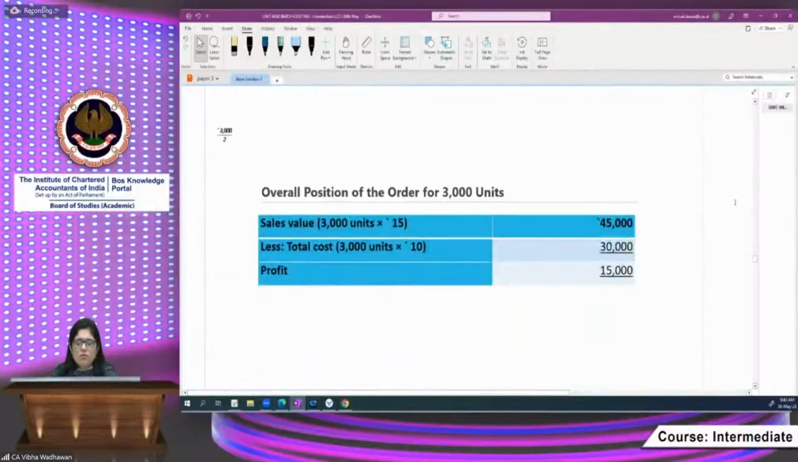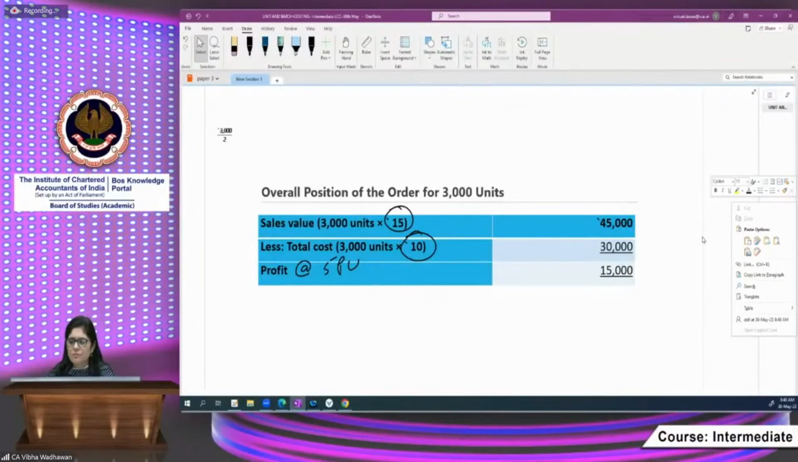Okay, so this is the overall position also. Same way we have done. Selling price per unit is 15. Cost per unit is 10. And profit per unit is also 5 per unit. So this is the overall position for 3,000 units in total. They're asking the overall. That means you don't have to show the breakup. You just apply the per unit to calculate the total sales, total cost, and total profit.